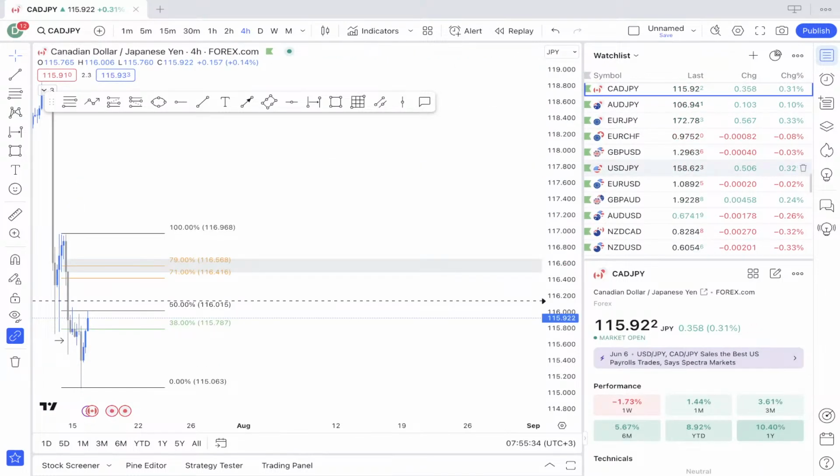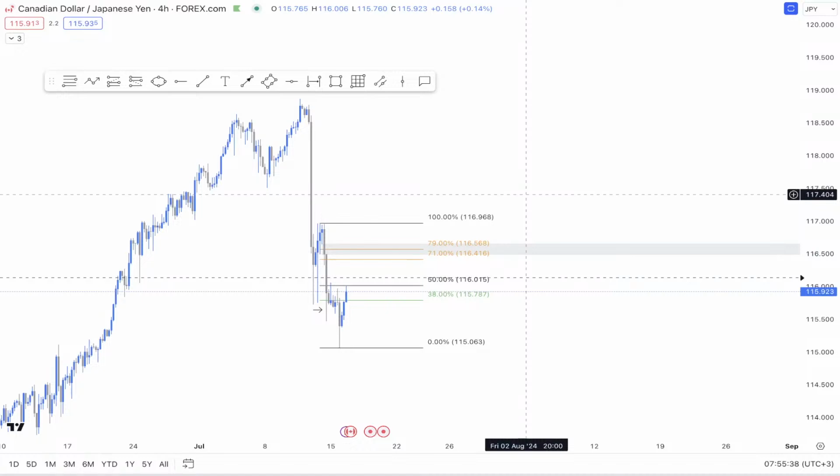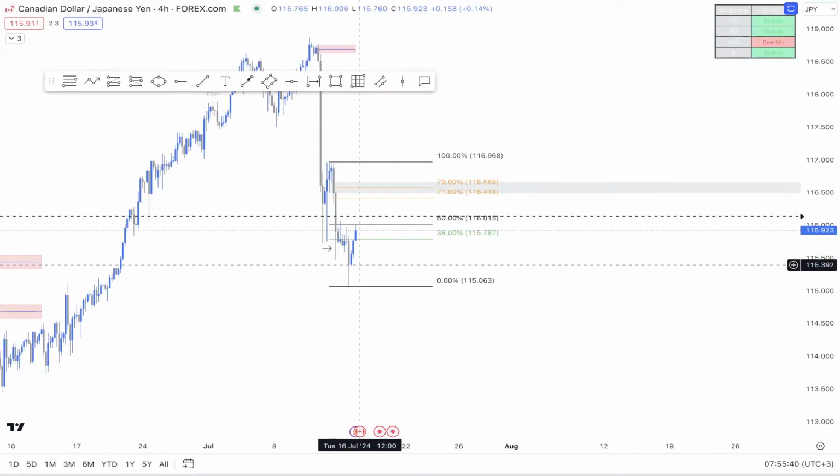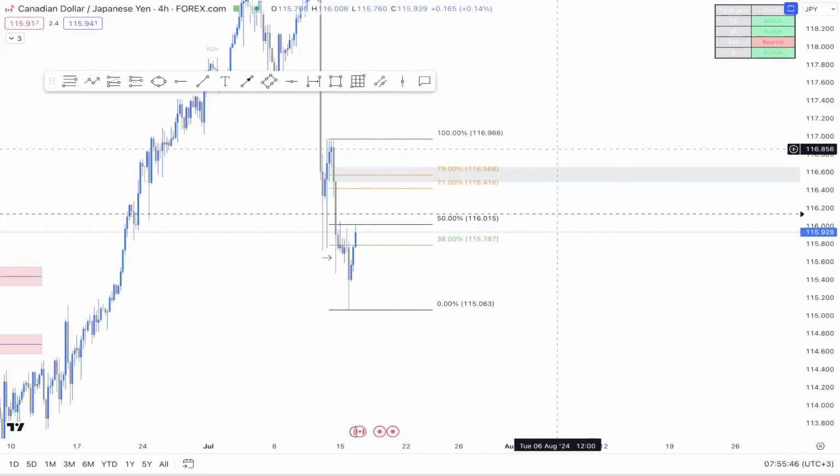On CAD JPY, we have a textbook bearish opportunity. We can see we have this bearish leg that impulsively broke structure to the downside. We have this fair value gap lining up perfectly with the point of interest.